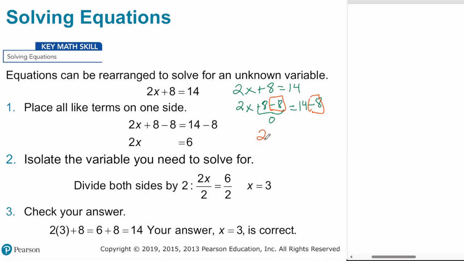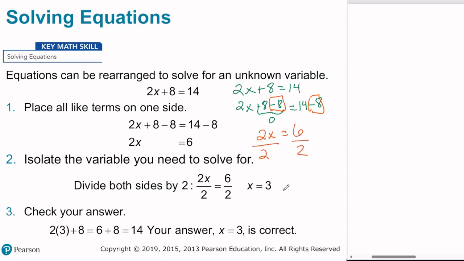So now we have 2x equals, what's 14 minus 8? It's 6. Our x still has a coefficient of 2, and we need to get rid of that as well. So in order to get the 2 from the left side to the right side, we'll divide both sides by 2.